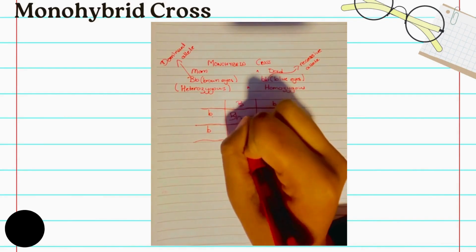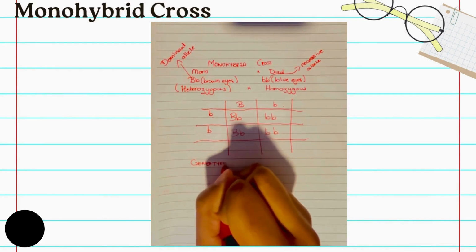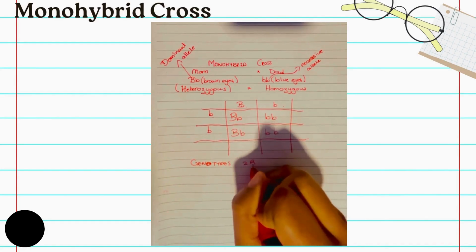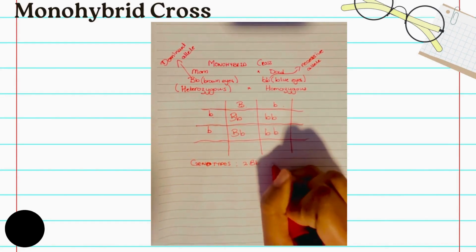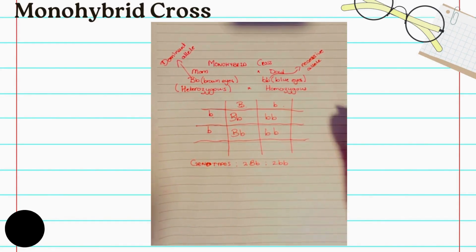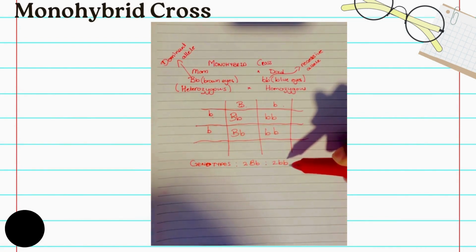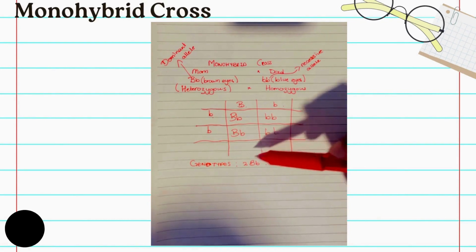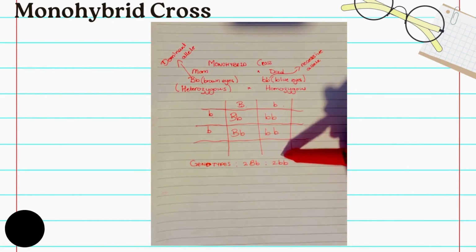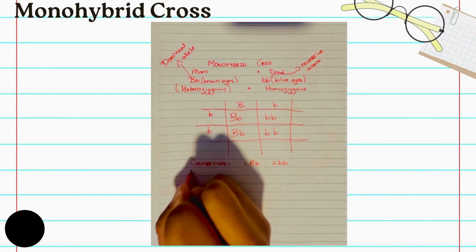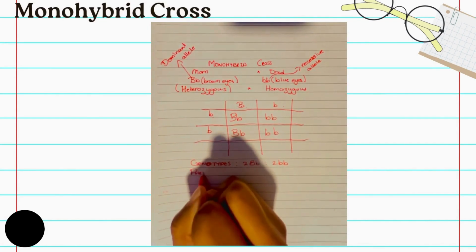I hope it makes sense. So then you get your genotype. Genotype is your genetic makeup. The genotypes that we have here, we have two different genotypes. We have two of big B and small b, which are heterozygous, and we have two homozygous genotypes, which are small b's. So that's our genotypes. It's the genetic makeup.